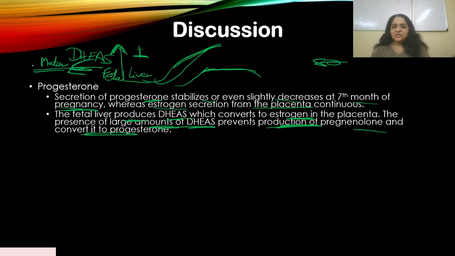There's too much of DHEAS and that's being converted into estrogen. Too much production is already happening. Okay, so now they said we don't need progesterone, we don't need pregnenolone. So pregnenolone stops, progesterone stops. Already DHEAS is happening at a very high pace. So what happens? Estrogen has gone high, progesterone has gone down, right? Estrogen is increased, progesterone production has decreased. Okay, estrogen is up during parturition and progesterone levels drop.